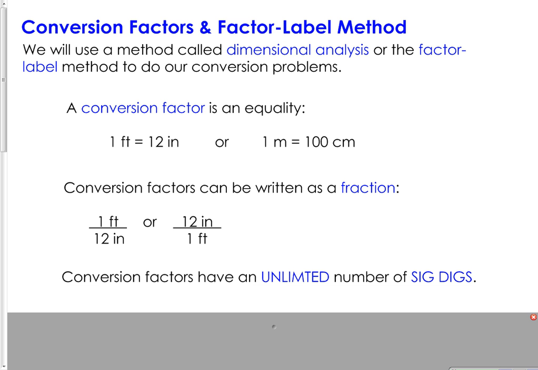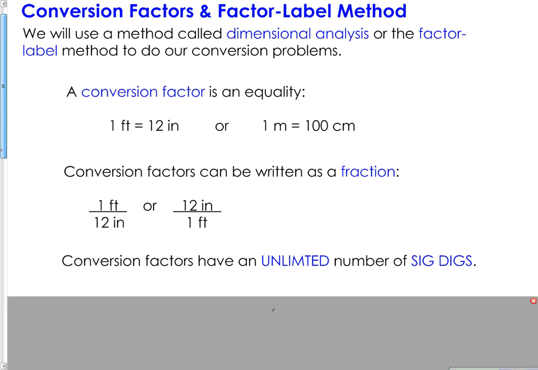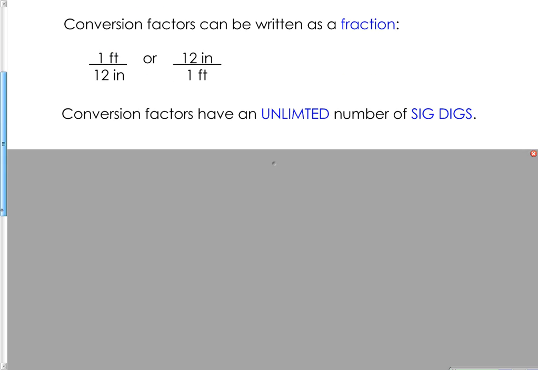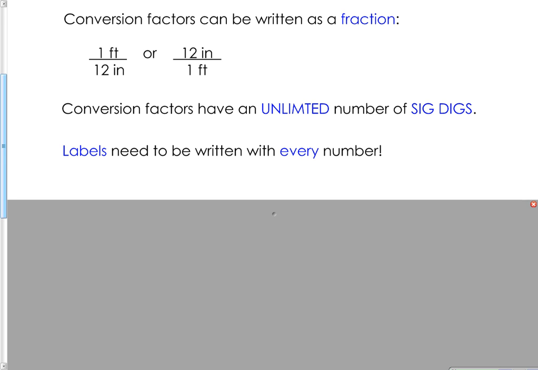One thing to keep in mind is that conversion factors have unlimited numbers of significant digits. That means when you do a conversion, you only have to care about the number of significant digits in the number they're asking you to convert, and just make sure you report your answer to that same number of significant digits when you're done. Don't forget that you always need every number to have a label. So instead of writing 1, I would want to write 1 foot or 1 meter or 1 minute, whatever it is.